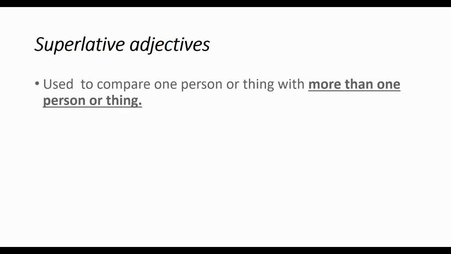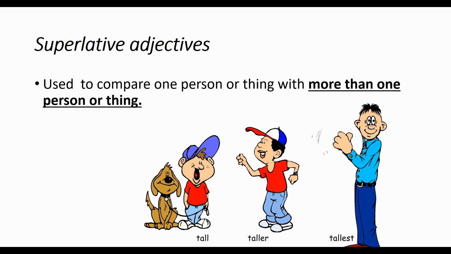So what are superlative adjectives? They are used to compare one person or thing with more than one other person or thing, meaning comparing one person or thing in a group of persons or things, at least maybe two or at least three things, okay? So I have three people here.